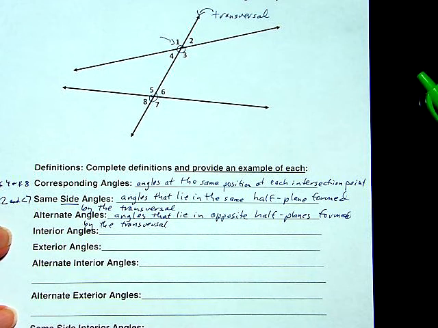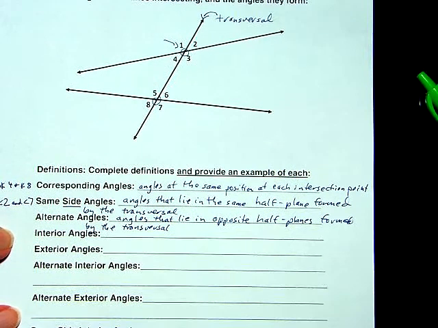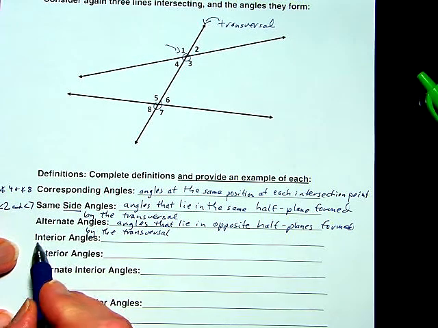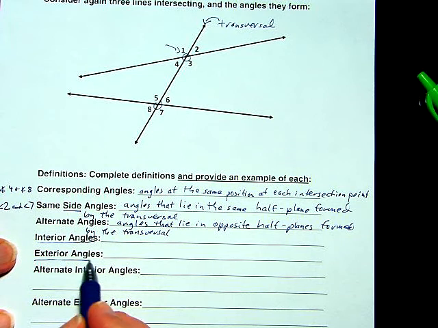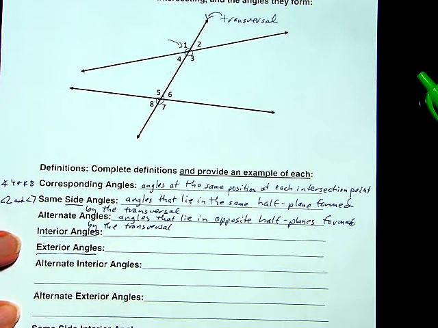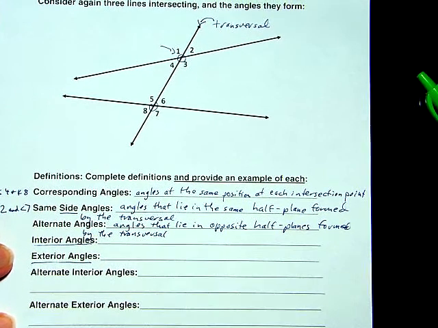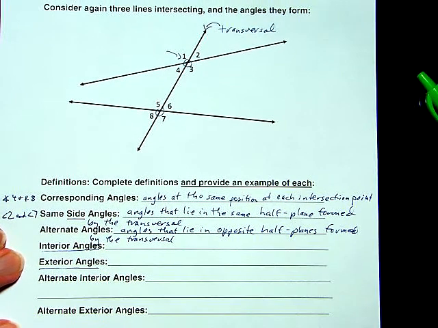Okay, so far we've dealt with right side and left side that have to do with the positions that are made by the transversal. We also have another set of angles that are called interior angles and exterior angles. And they don't have to do so much with their position related to the transversal as they have to do with their position related to the parallel lines.